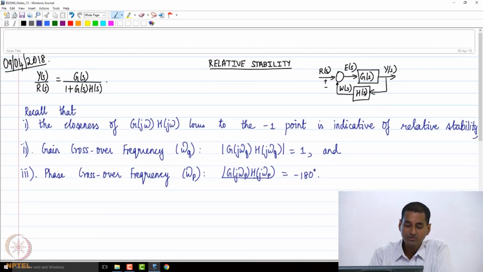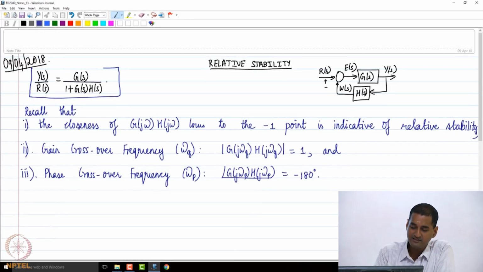Let's get started with today's class. If you recall, we were discussing relative stability. Please recall that this is the closed loop transfer function of the class of systems that we are considering, G(s) divided by 1 plus G(s)H(s). And in the previous class, we discussed what relative stability was.